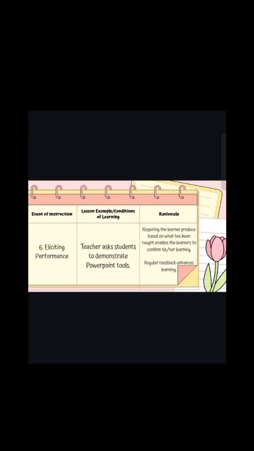The sixth event of instruction is eliciting performance. So here, this is where the students apply or perform what they have learned. Lesson example or conditions of learning. Teacher asks students to demonstrate PowerPoint tools. Rationale. Requiring the learner to produce based on what has been taught enables the learner to confirm his or her learning. Regular feedback enhances learning.